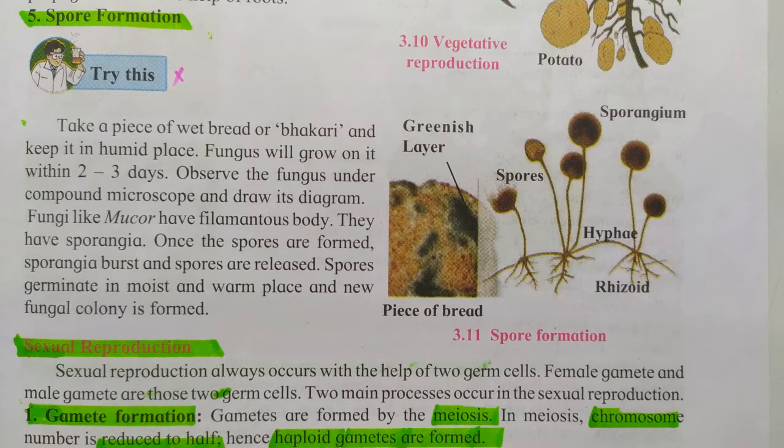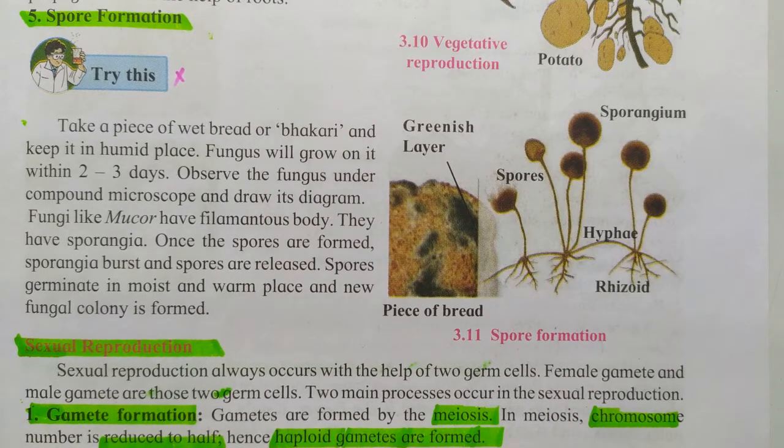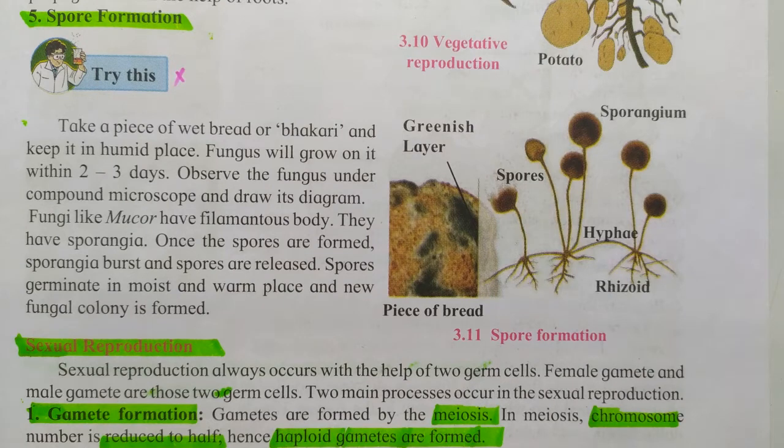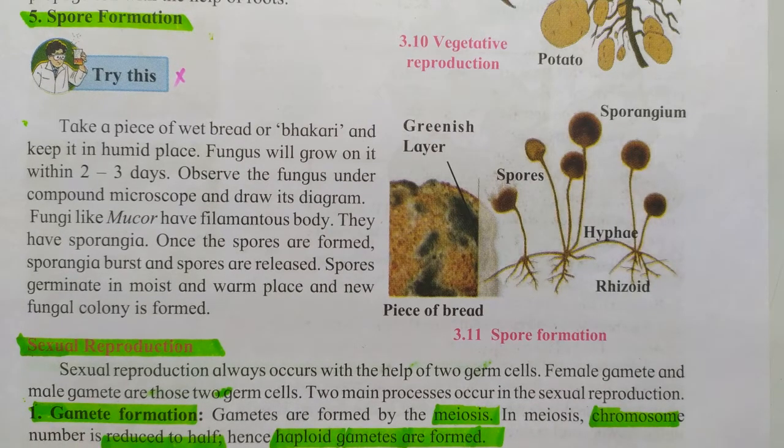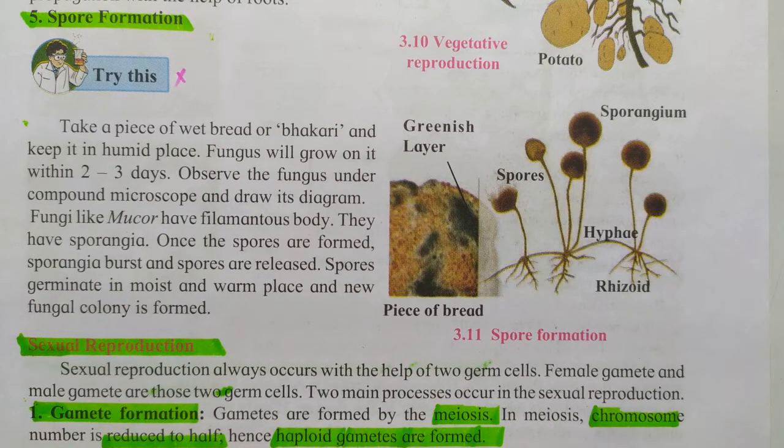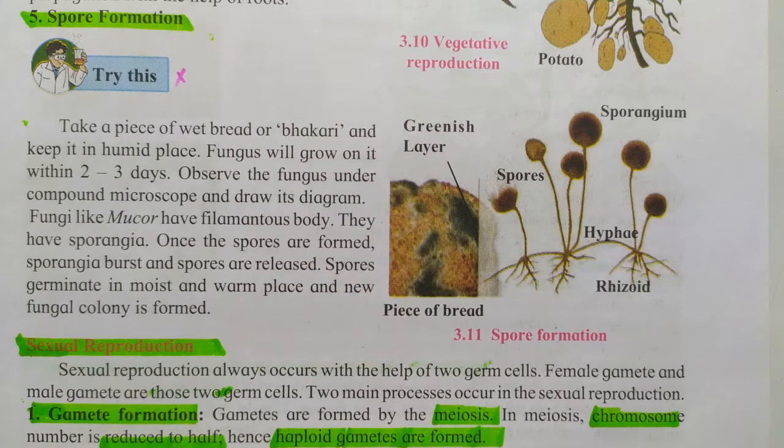Two main processes occur in sexual reproduction. First one is the gamete formation, means formation of germ cells. Gametes are formed by meiosis. Remember, gametes are formed by meiosis. So in meiosis, what actually happens? The chromosome number is reduced to half, so it becomes half of the actual number. Hence, haploid gametes are formed, haploid means half.